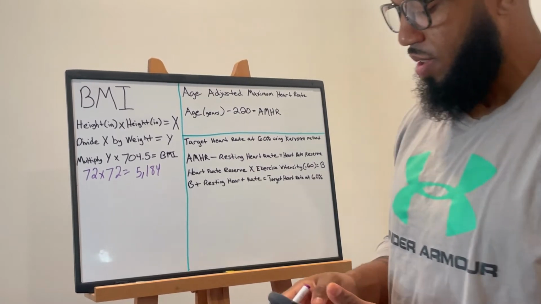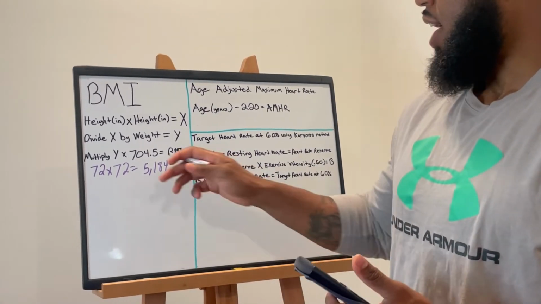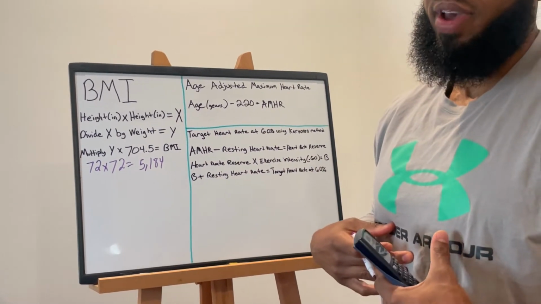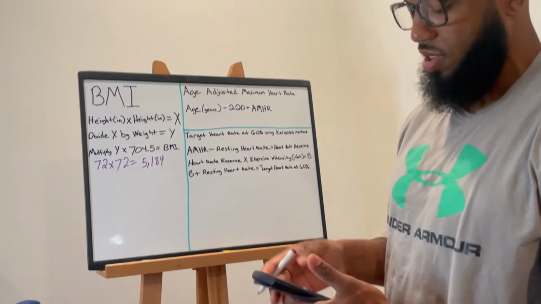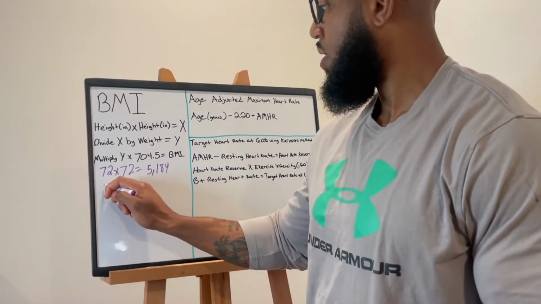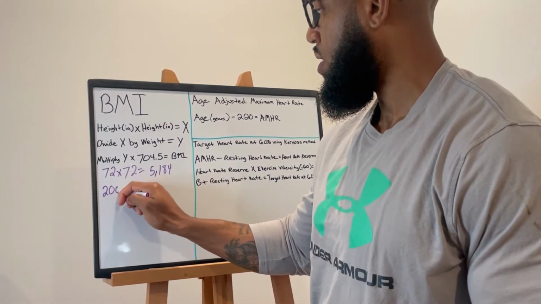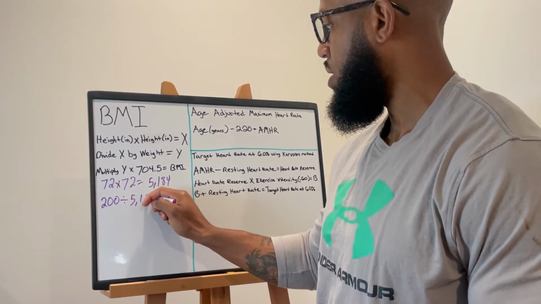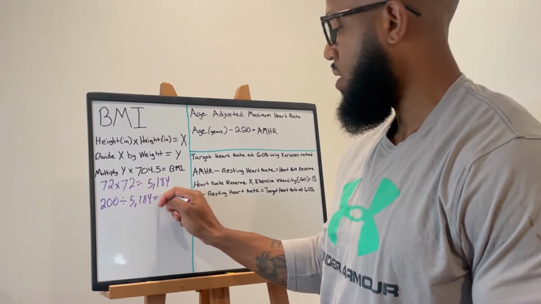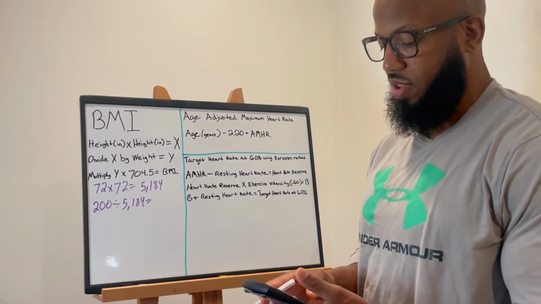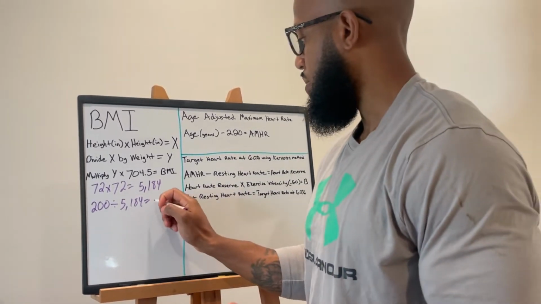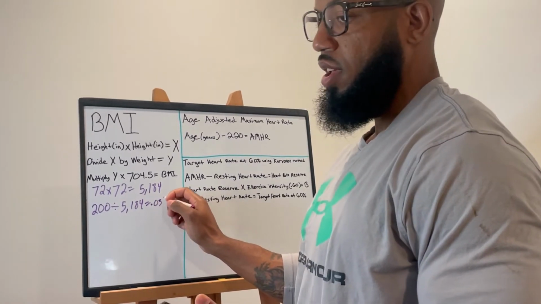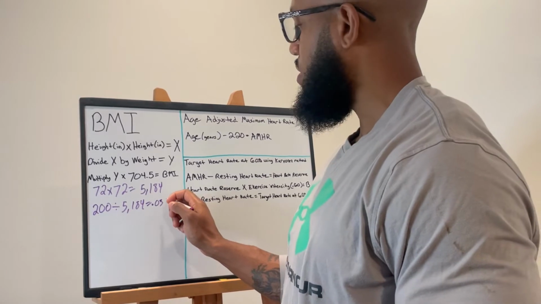All right, so the next step is we're going to divide that number, X, 5,184, by my weight in pounds, which is currently 200 pounds. So we're going to do 200 divided by 5,184. Put that in a calculator, and it's going to give us a long decimal number. It's going to be 0.038580247.